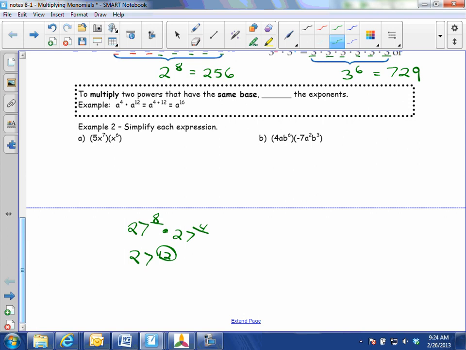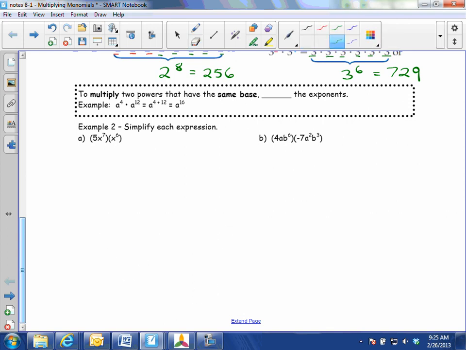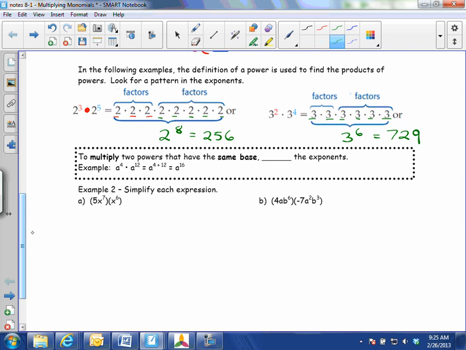So I always think if bases are the same, in this case 27 and 27, if we're multiplying the bases, you're always doing one step below that with the exponents. One step below multiplication is addition. So we're multiplying the bases, but we're adding the exponents. Make sense? Okay, so to multiply 2 numbers that have the same base, add the exponents.